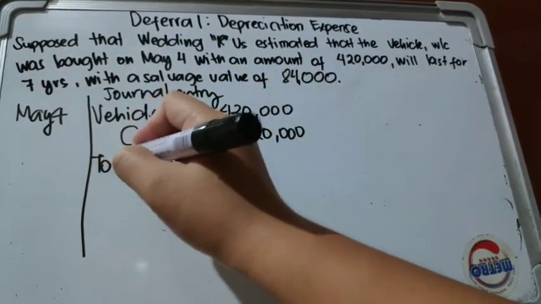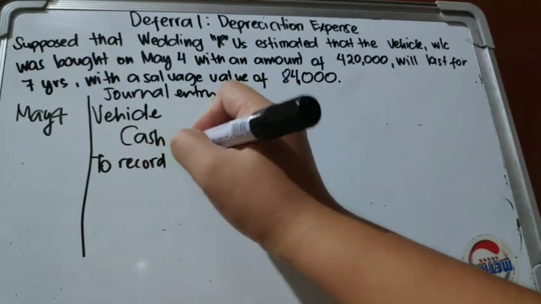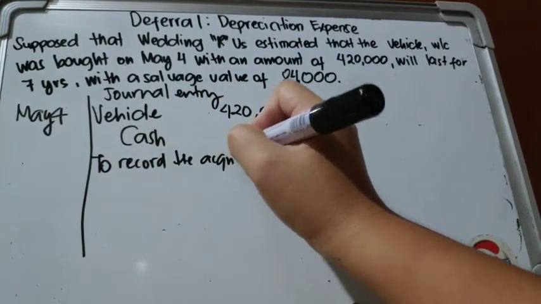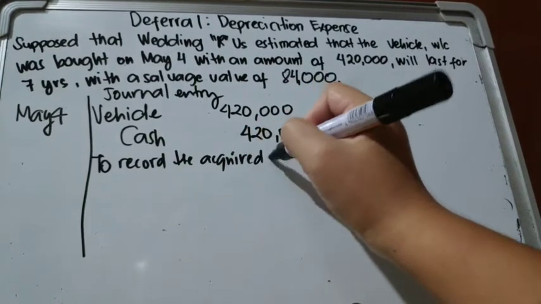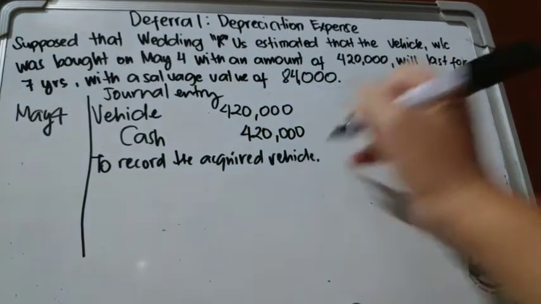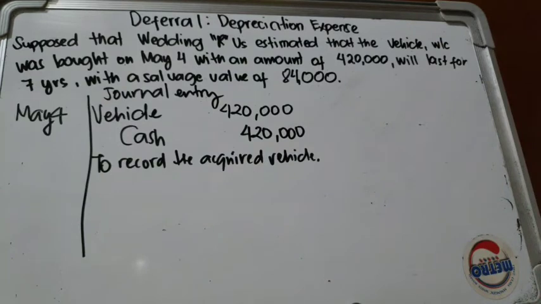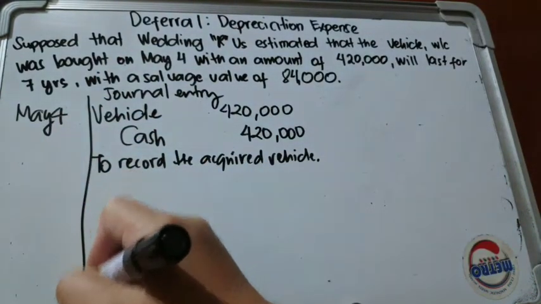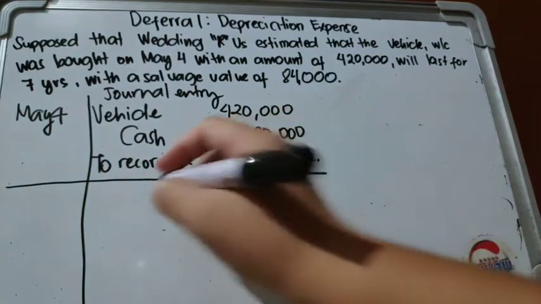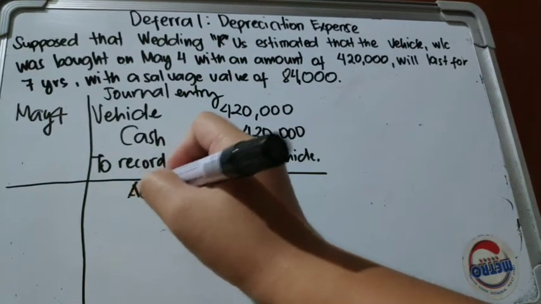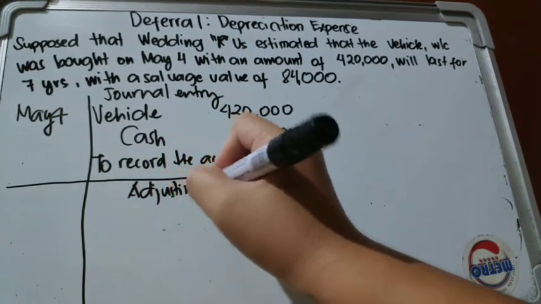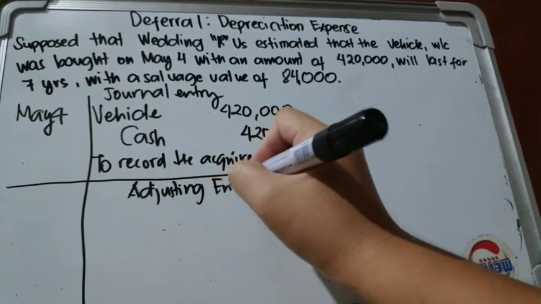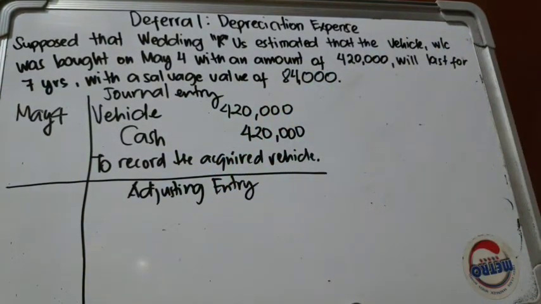And then, the explanation is to record the acquired vehicle. Okay. So, that is the explanation. So, before we proceed to the adjusting entry, you are now to analyze or to compute for the amount to be put on your adjusting entry. Okay. For this depreciation expense, may formula na given.